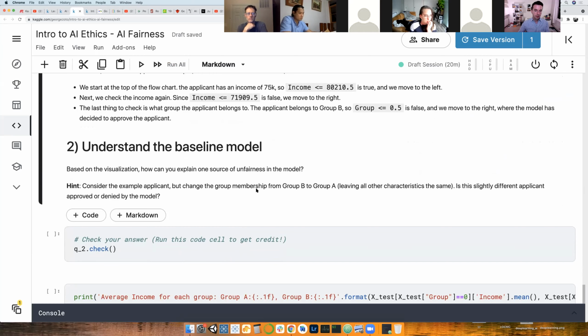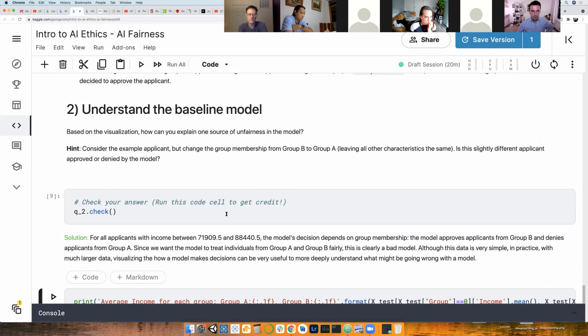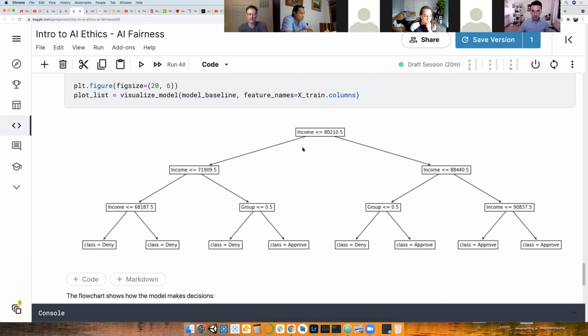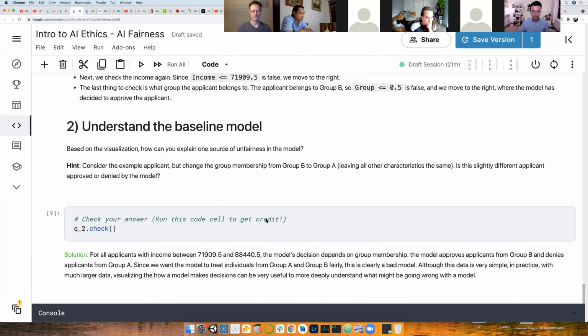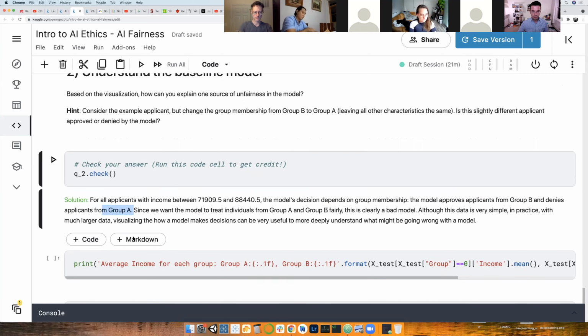Can you explain one source of unfairness? I think this one is picking a specific example. Let's say somebody has income between 71,000 and 88,000, and that's the same journey that we took. So we're between 70 and 80, we're here. And then the next decision we're making is based on group. So the model approves applicants from group B and denies applicants from group A.